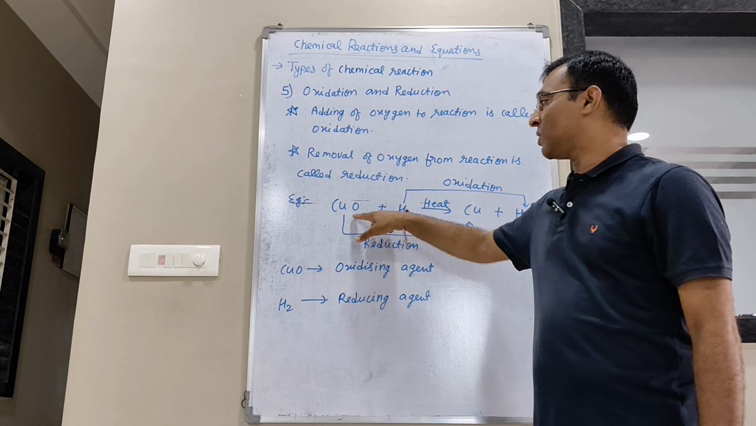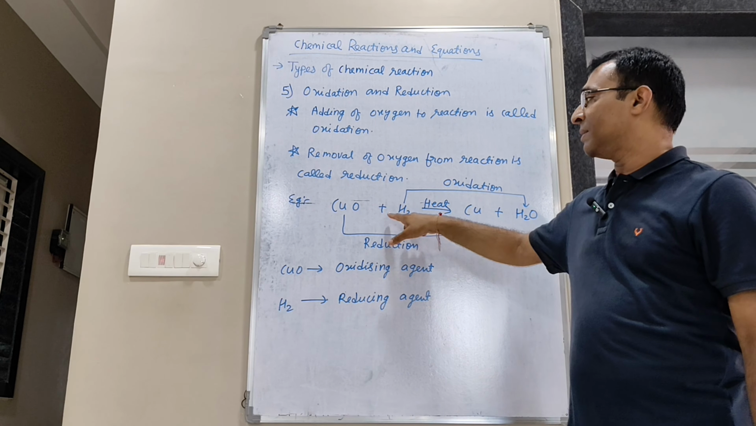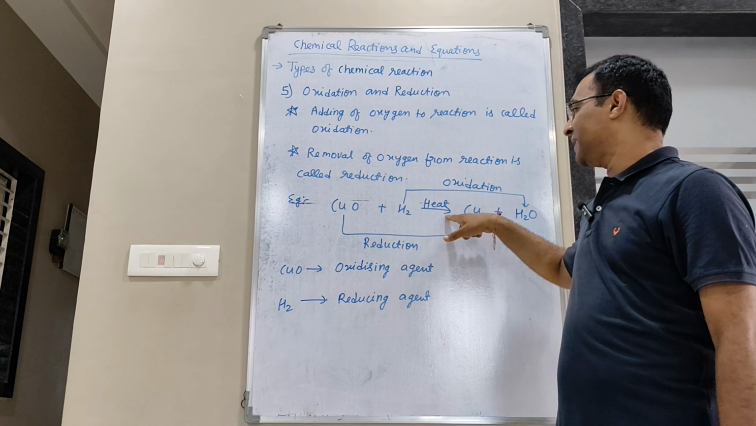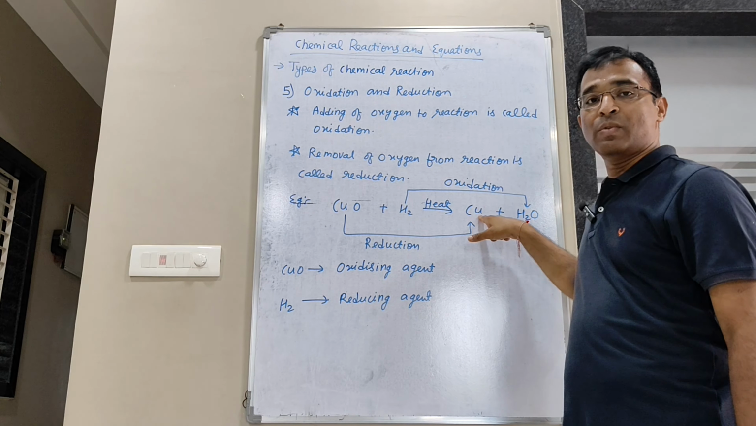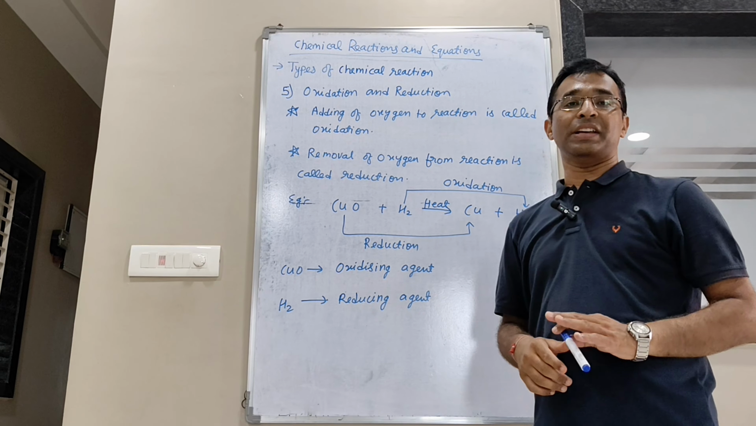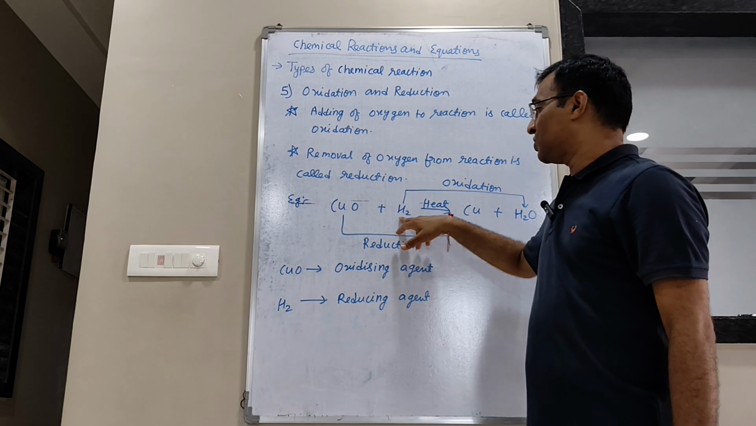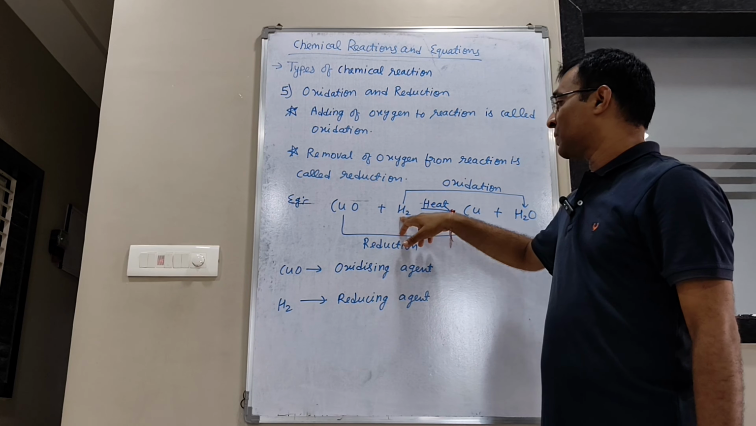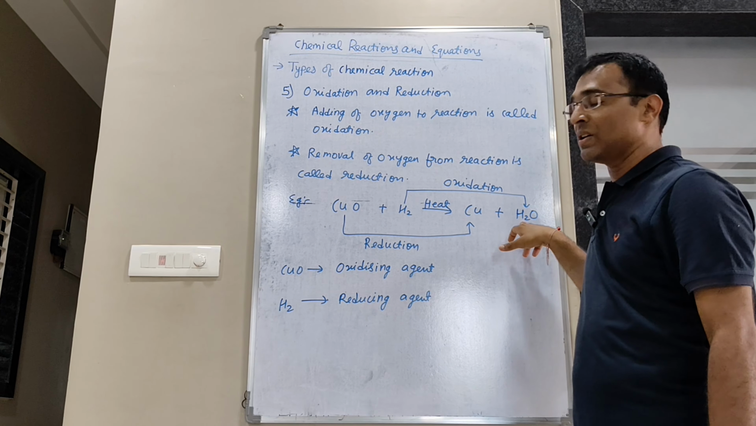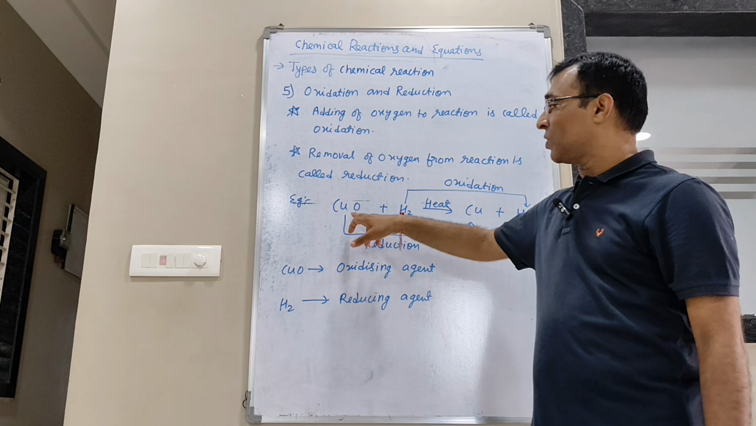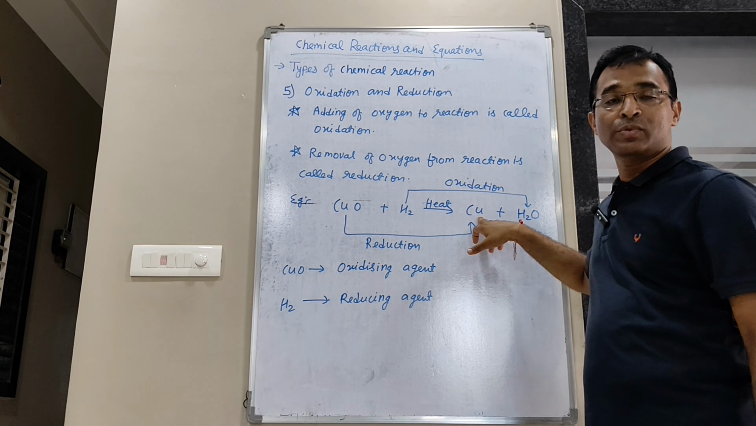I have taken the example of copper oxide plus hydrogen gas, which when heated reacts to form copper and H2O. So in this reaction, it is an example of an oxidation reduction reaction. First, H2 is getting oxidized to H2O. This part is known as oxidation, and copper oxide is reduced to form copper.